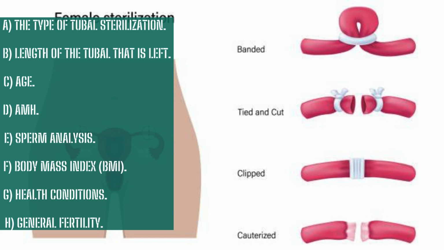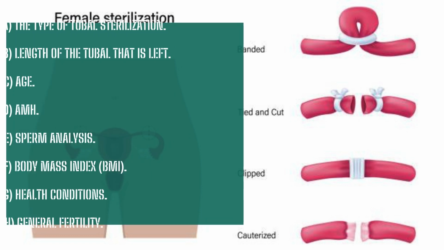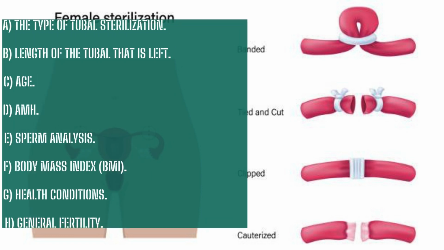It's very important as well, as a patient, if you want to reverse, you should look at the body mass index, which must be below 25. Health condition and general fertility should also be looked at.